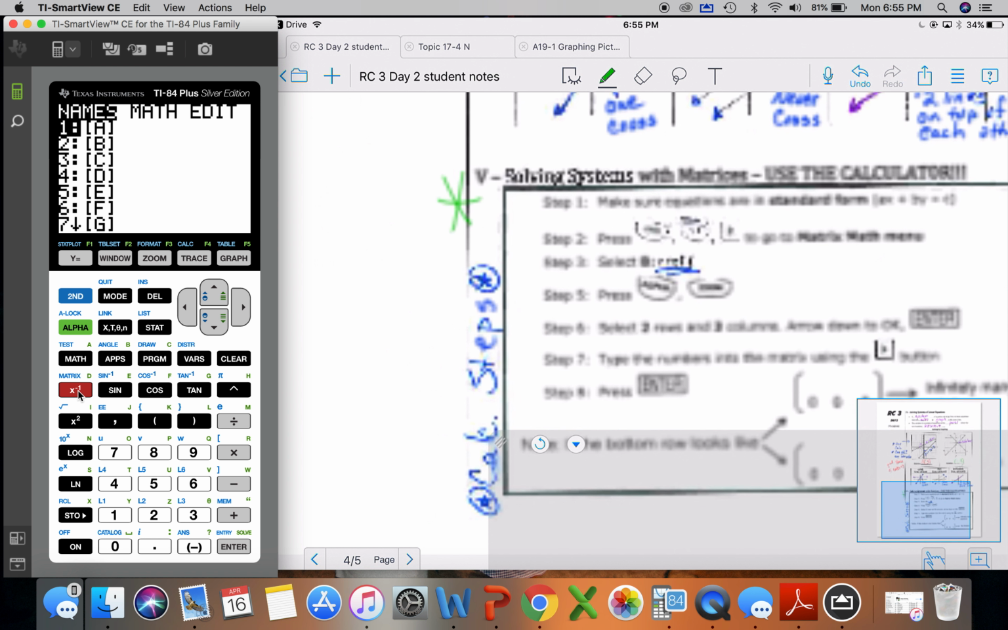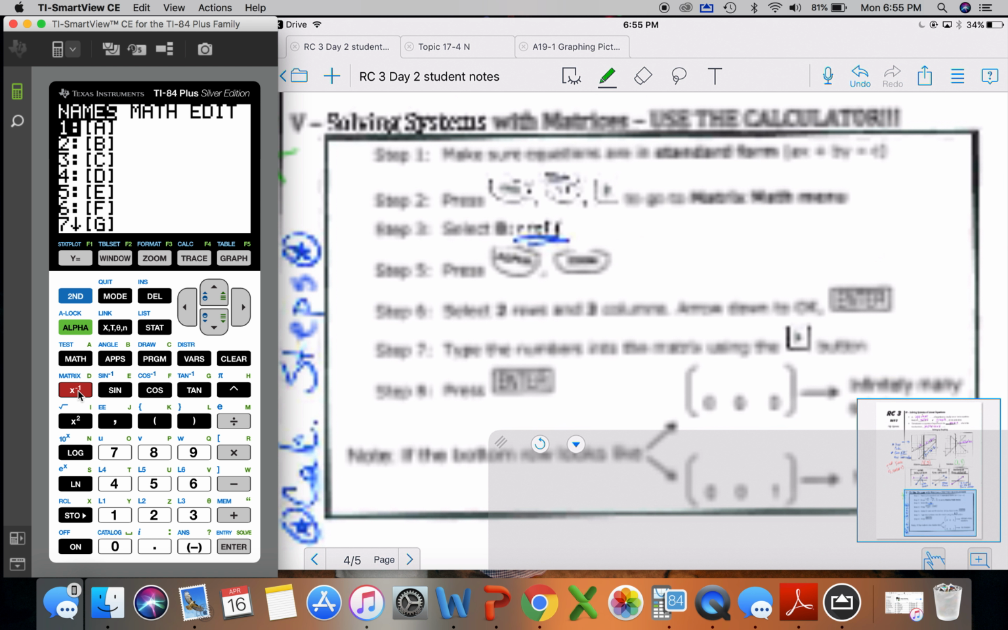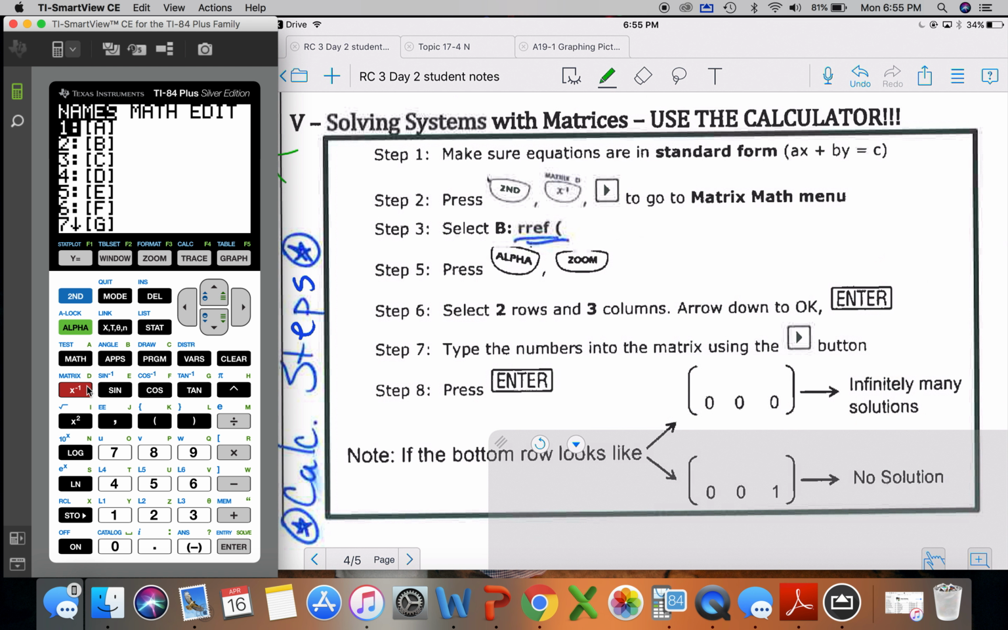Now, just to refresh your memory, I am clicking these steps here. So I've clicked second, x to the negative 1. I scroll to the right to go to the matrix math menu. I'm going to follow step 3, which says to select B, which is the really rapid equation fixer, the RREF. So I've scrolled up until I hit B. You can also scroll down until you get there. So I'm going to select that option.